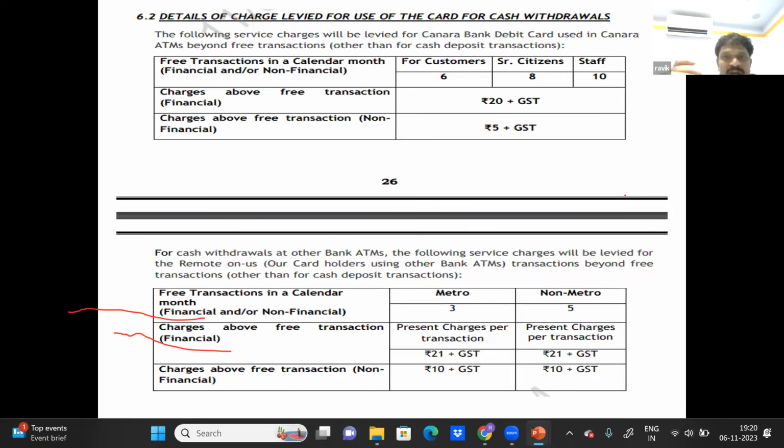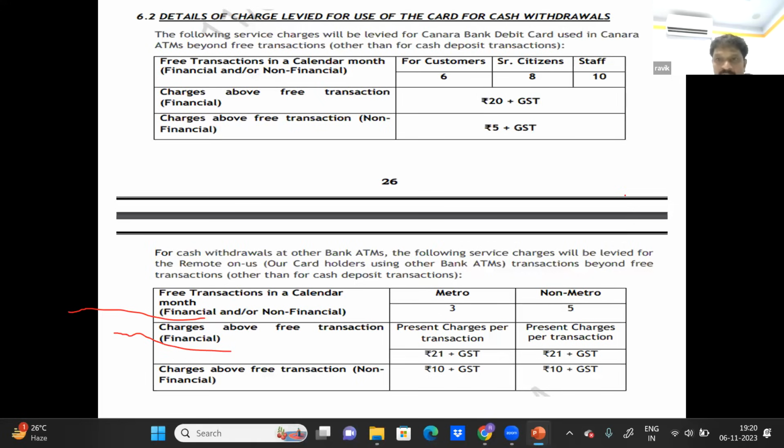Now this is with regard to ATM usage when you are using your own bank's ATM multiple times. For example, if a customer is using your own bank ATM, the free limit is 6, 8 or 10 times. You remember 6, 8, 10. If he's a general customer, it is 6 times. If he's a senior citizen, 8 times. If you are staff, 10 times. If more than this, even on your own bank ATM, the bank will charge a service charge.